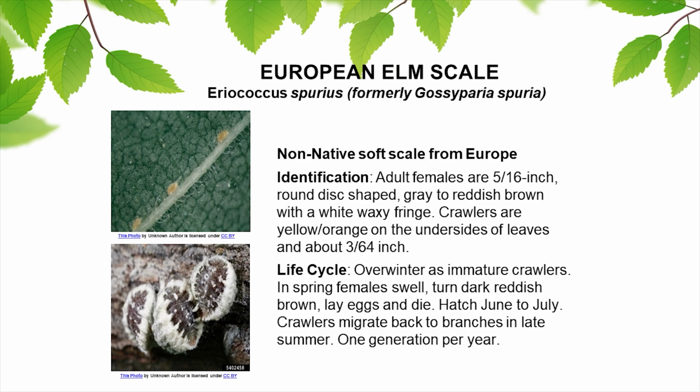European Elm Scale overwinter as immature crawlers in bark crevices. In spring, females swell, turn dark reddish-brown, lay eggs, and die. The eggs hatch from June to July. The crawlers are active on the underside of leaves. They migrate back to branches in late summer. European Elm Scale have 1 generation per year.